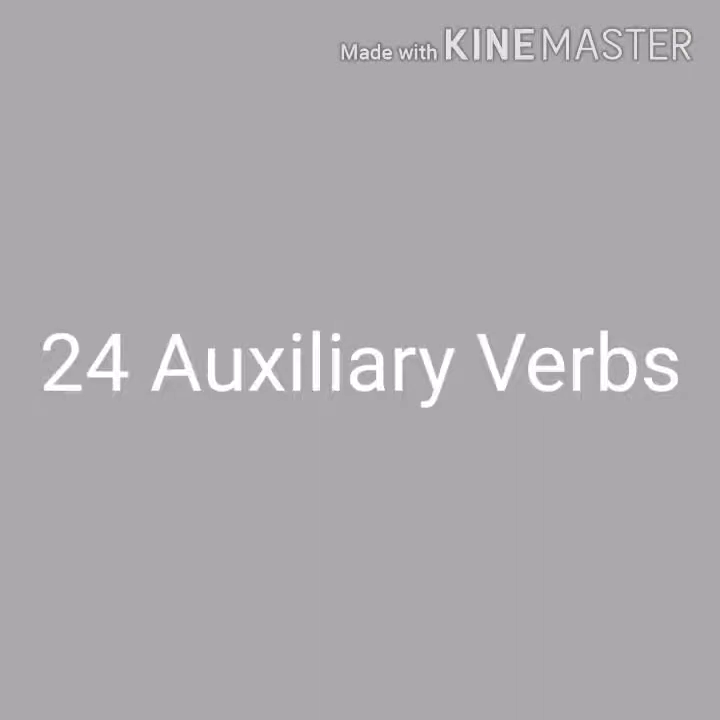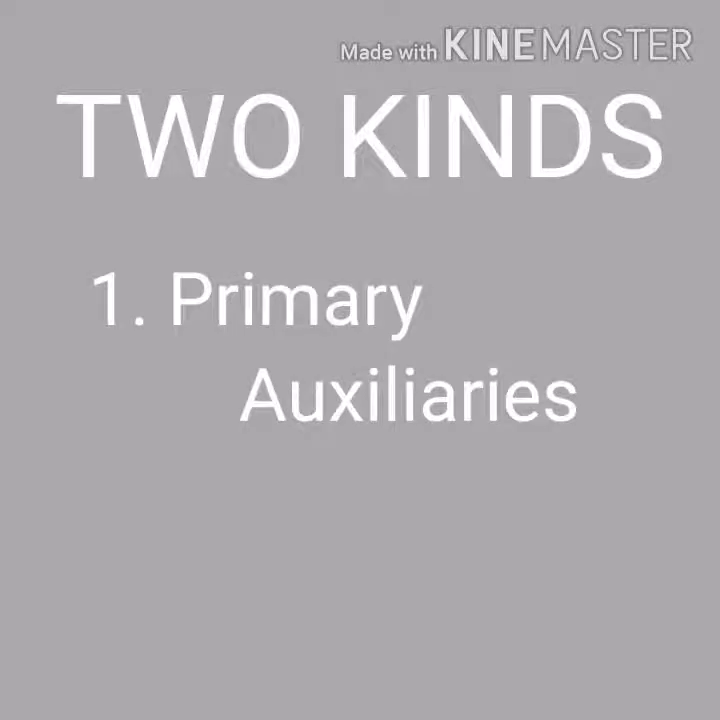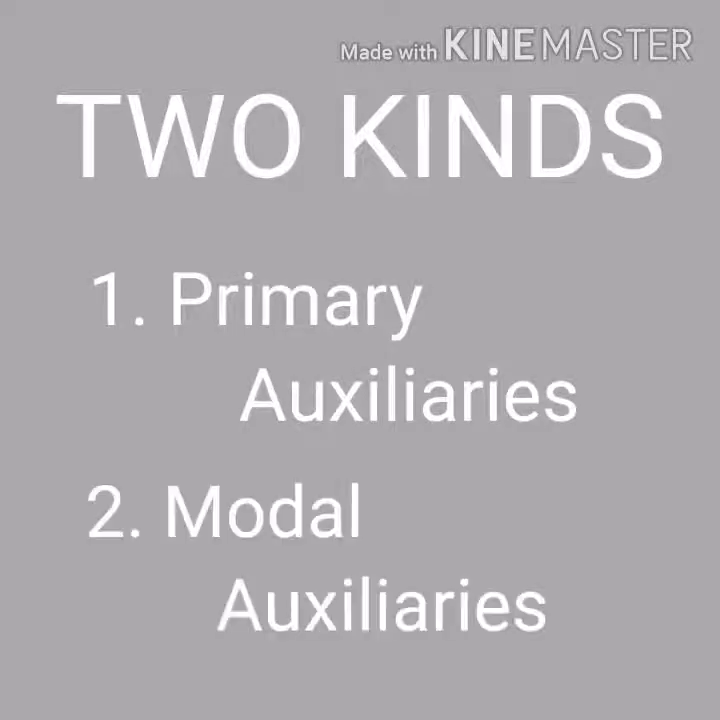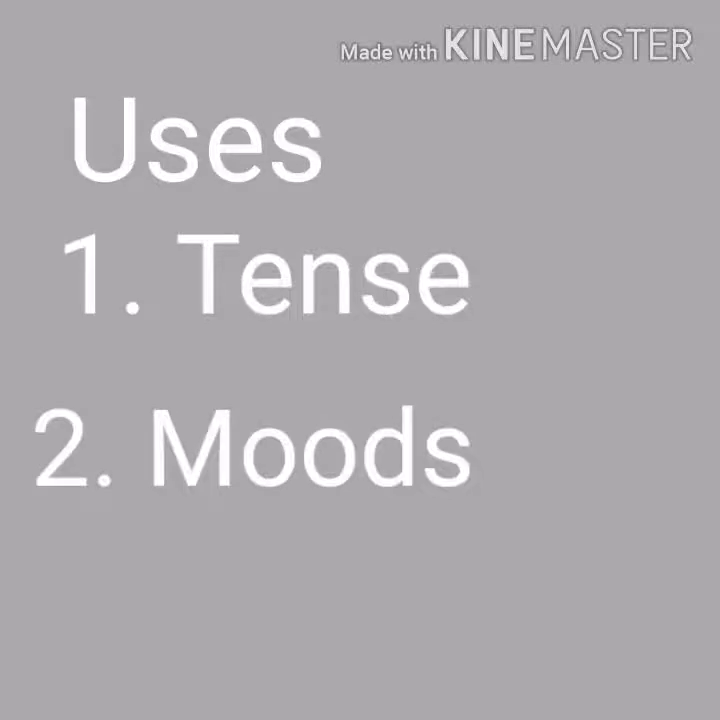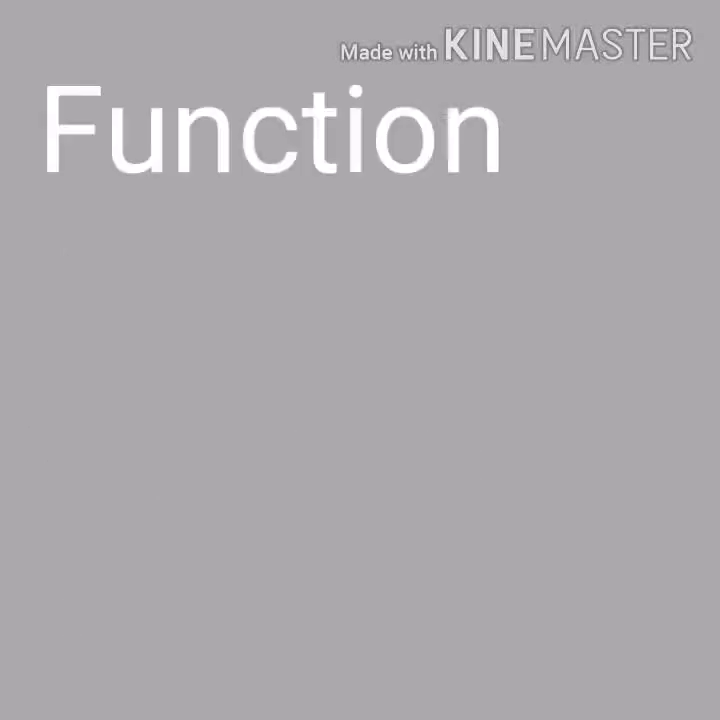There are two kinds of auxiliary verbs. They are primary auxiliaries and modal auxiliaries. Why do we use these auxiliary verbs? These auxiliary verbs are used in forming the tenses, moods, and voices of other verbs. Now let us see the function of the primary auxiliary.